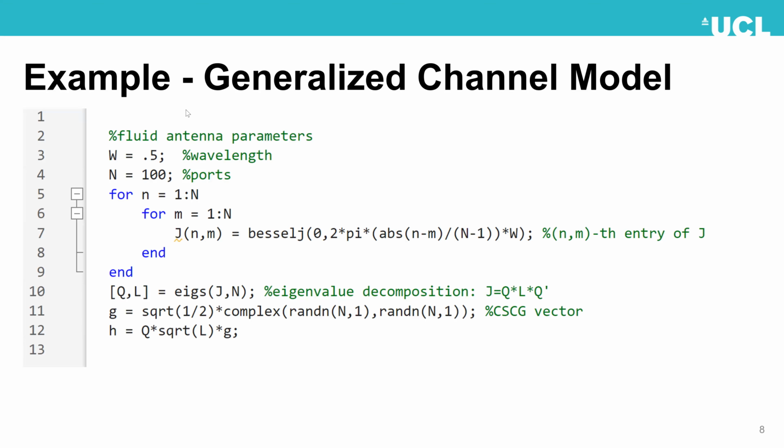So this is the code example for the generalized channel model. Similarly, we have the fluid antenna parameters, and then we can compute the nm entry of J. After that, we can obtain the eigenvalue decomposition, and we'll be able to generate the channel using this equation here, where G is the circularly symmetric complex Gaussian random vector, right?